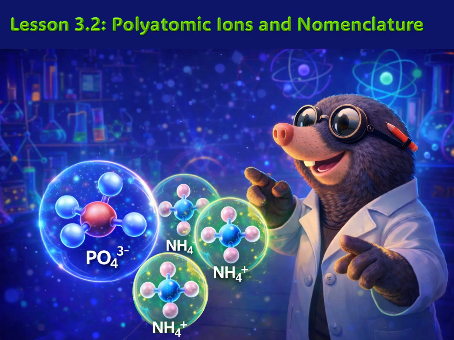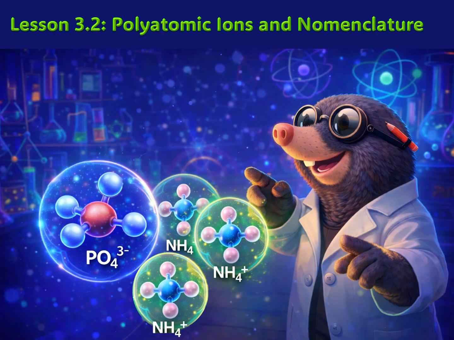In this lesson, we're going to build on what we learned about writing formulas for ionic compounds and take it one step further. Up to this point, we've worked with monatomic ions, single atoms that gain or lose electrons to form ions. Sometimes a group of atoms can bond together and act as a single charged unit. These are called polyatomic ions.